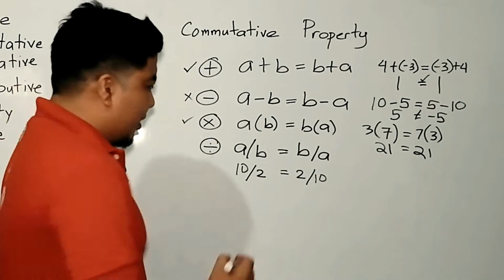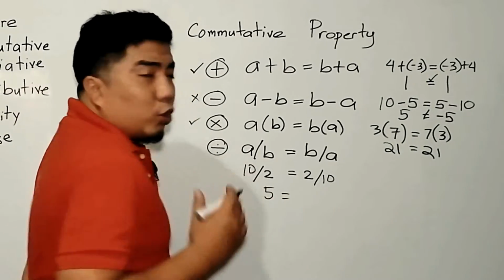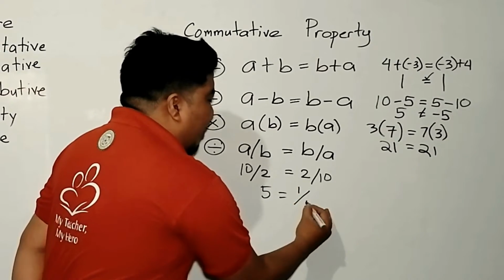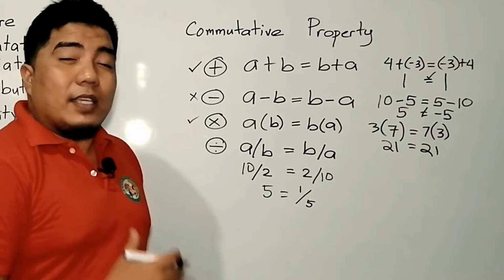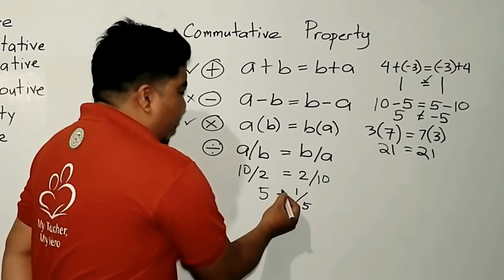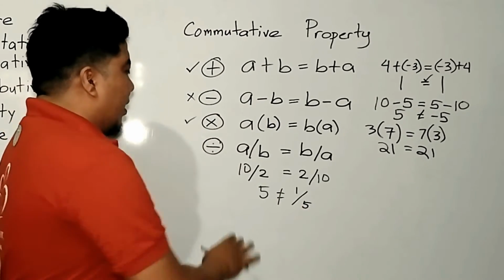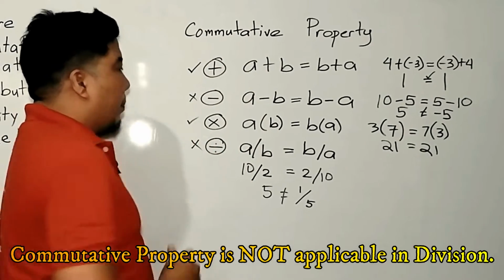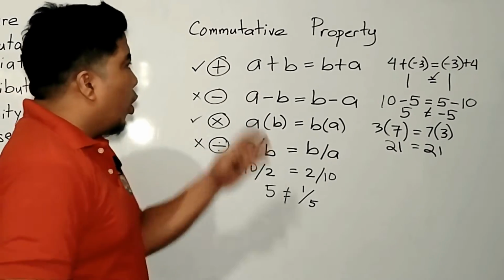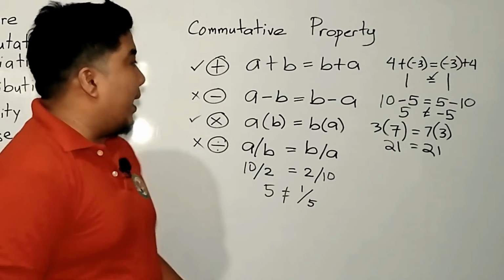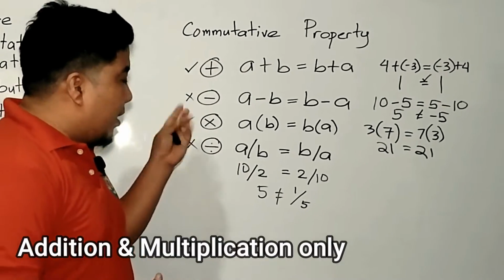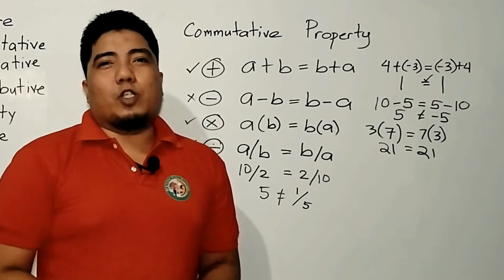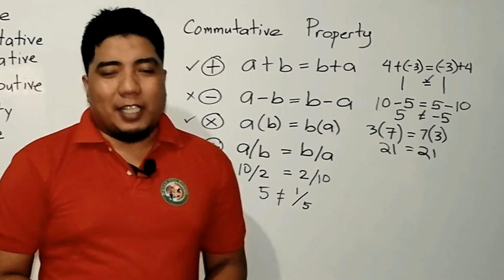10 divided by 2 is positive 5. 2 divided by 10 is, okay, 1/5. And 5 is not equal to 1/5. Therefore, we can say that division does not have commutative property. So, to generalize, commutative property can be applied in addition and multiplication only. Easy, right? Now, let us go to our third property.